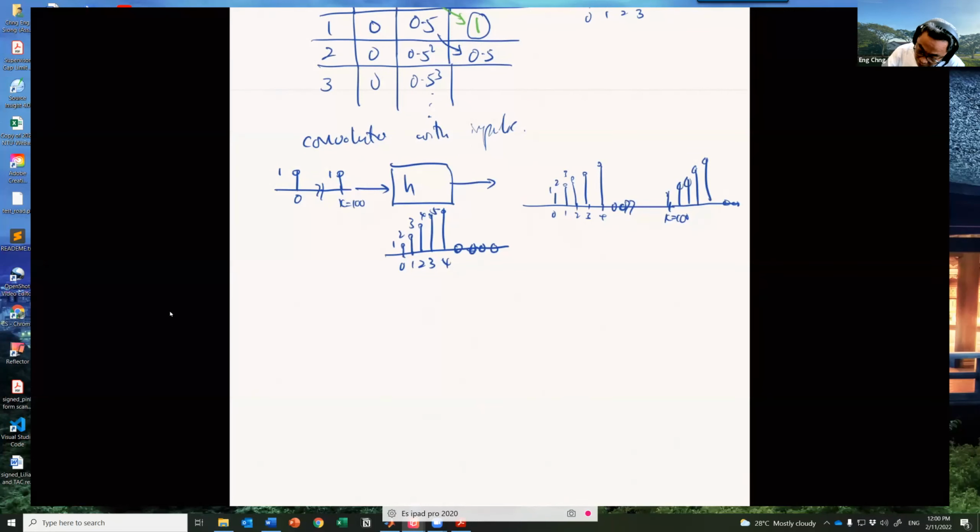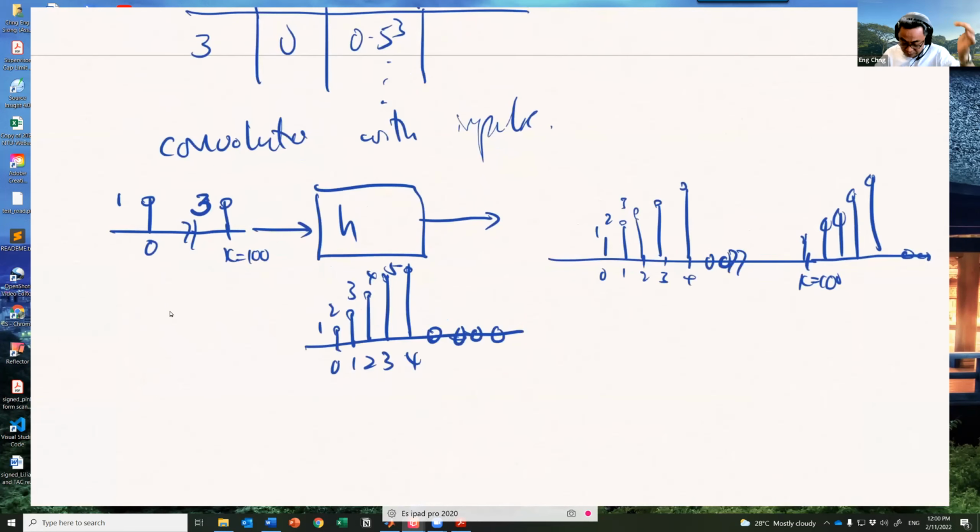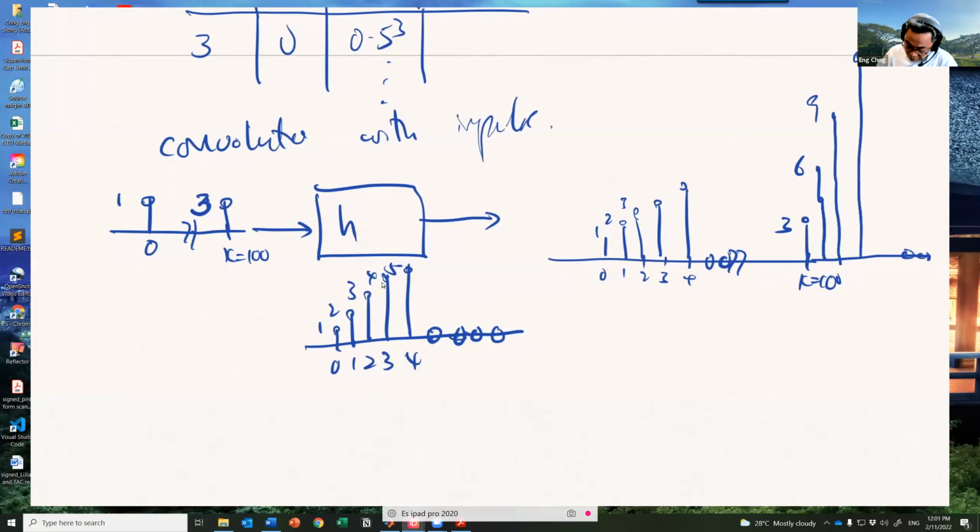Now how about, instead of 1, I try 3. What will happen to my output? So this will change, right? You will start with a value of 3, so it's 3 multiplied by this guy. Then the second one is 6, right? The third one is 9, right? The fourth one is 12, and the fifth one is 15. Agree?